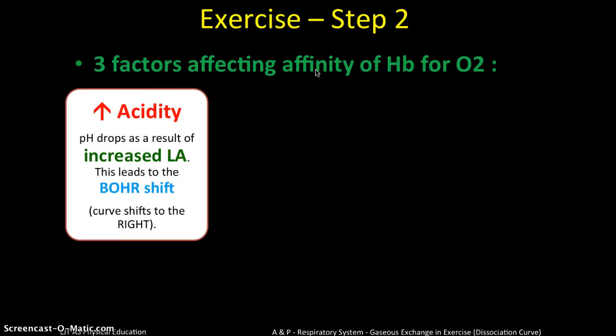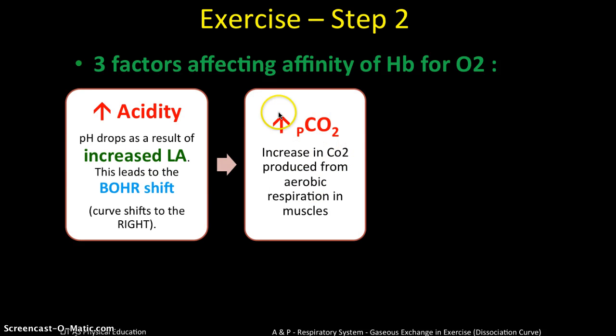The second step then, the 3 physiological factors affecting hemoglobin. These 3 things affect hemoglobin's affinity for oxygen. 1, we might produce some lactic acid, which increases the acidity in the muscles and in the blood, and the consequence of this is called the Bohr shift. I'll show you that in a moment. 2, we have more carbon dioxide. The more our muscles work, the more they produce carbon dioxide.